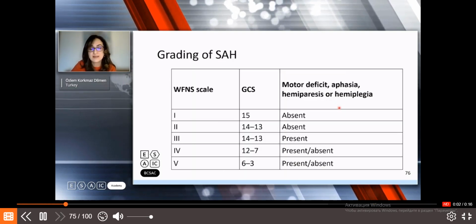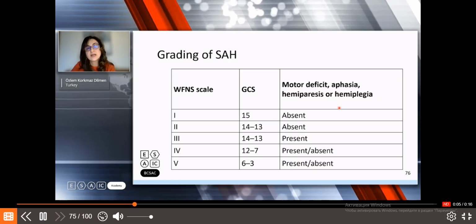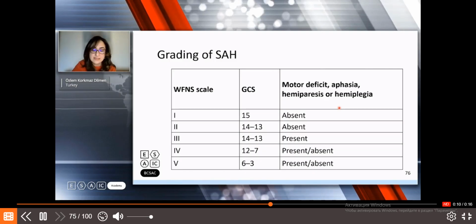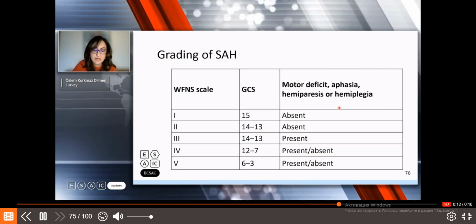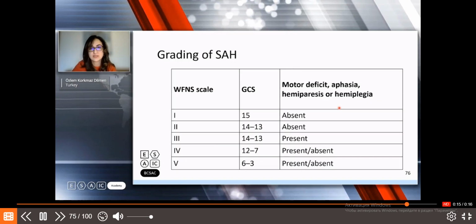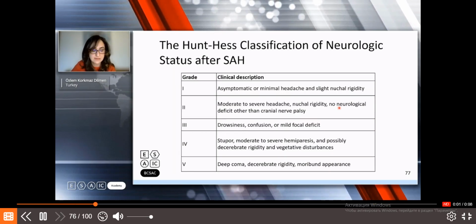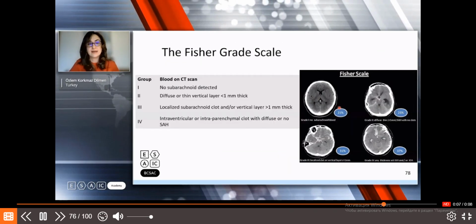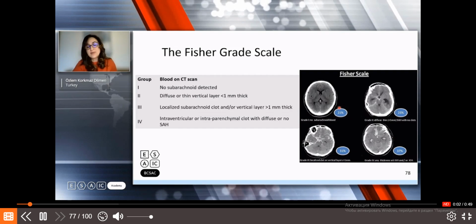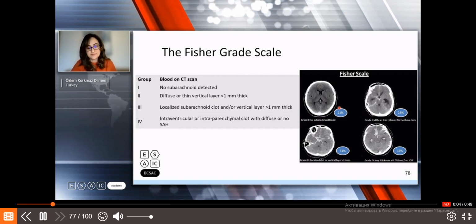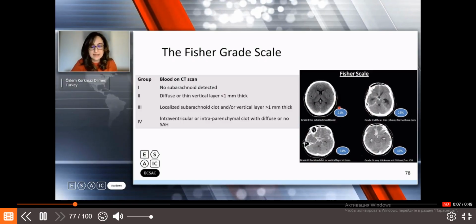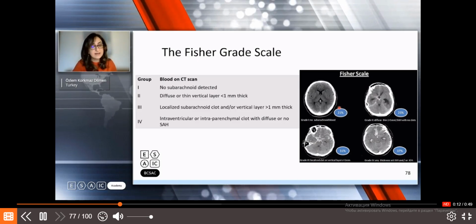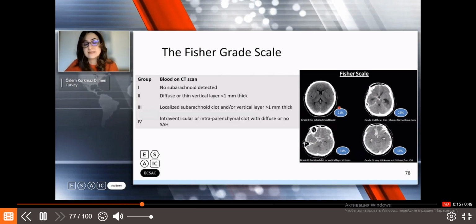Different grading methods are used in subarachnoid hemorrhage. The World Federation of Neurosurgical Societies scale is based on Glasgow Coma score and the presence of focal neurological deficit. The Hunt and Hess classification evaluates the patient's neurological status after subarachnoid hemorrhage. And the Fisher grade is based on the blood on the CT scan, and higher grades are associated with higher vasospasm and higher mortality risk.